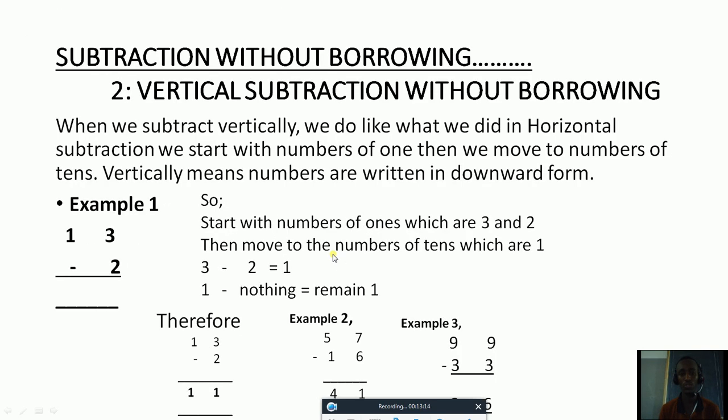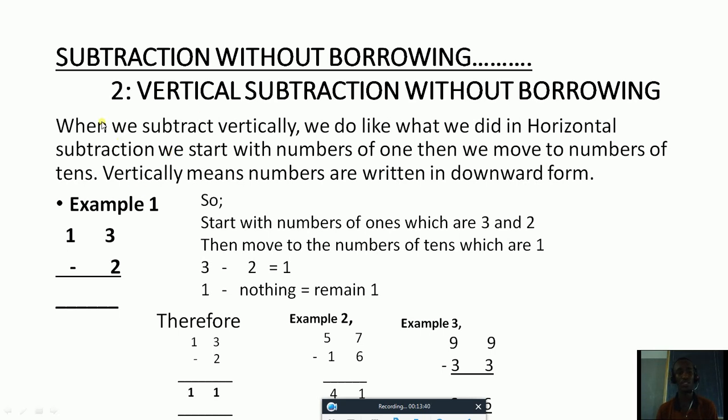Now let's move to vertical subtraction without borrowing. Horizontal means we write our numbers in a straight line, from the left-hand side to the right-hand side. Vertical means downward. It means you write the numbers from up to down. You do not write them horizontally.